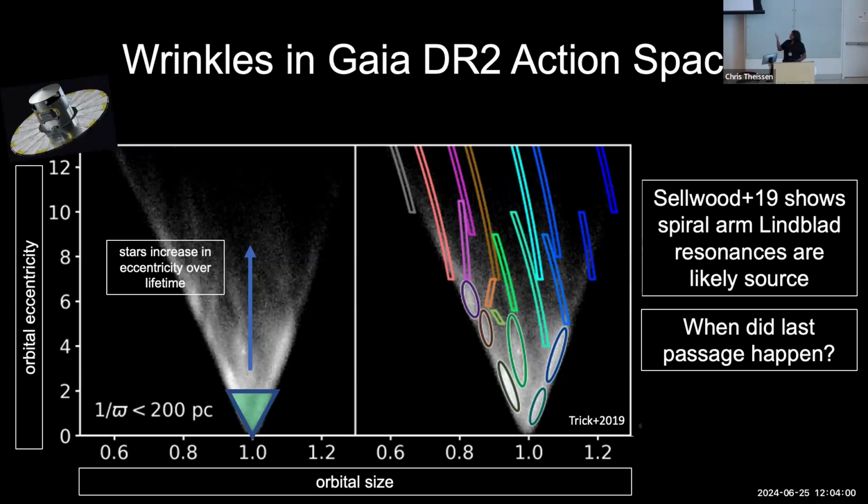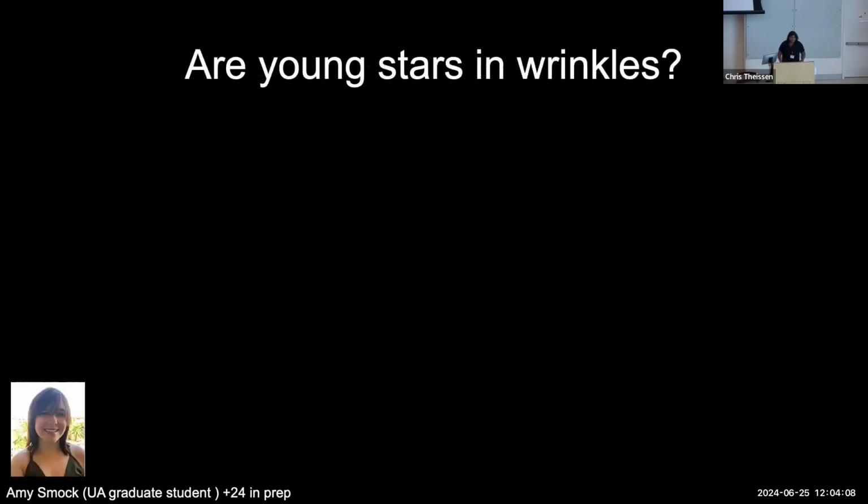On first pass, you might think that when looking at the ages of stars in wrinkles, they should be largely old. That's certainly what I thought. Turns out that's not the entire story. The first results from this group were really provided by Amy Smock. She's a grad student at University of Arizona and did a lot of simulation work to understand where stars are sitting pre-resonance event and what happens post-resonance event.